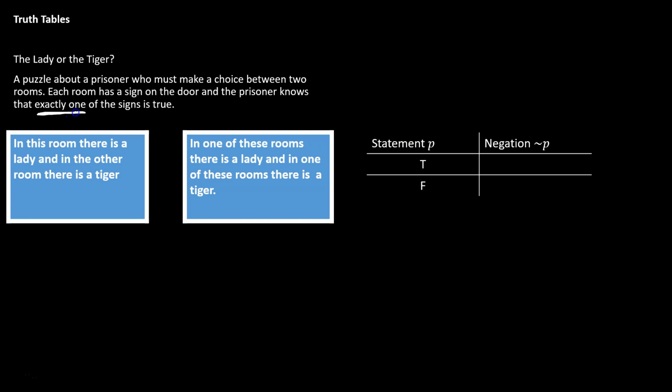So we have to go through and figure out which one is the true sign and which one is the false sign. He doesn't want to open the door and find the tiger.